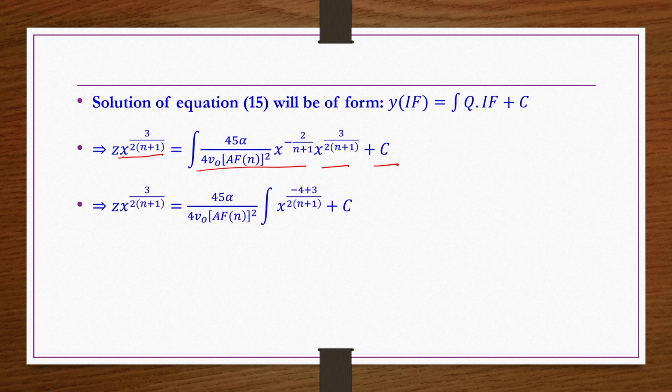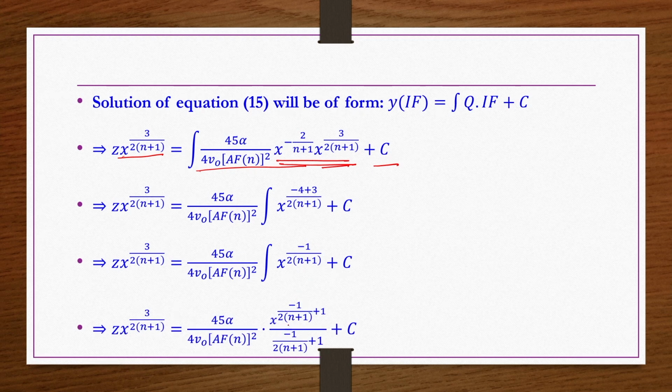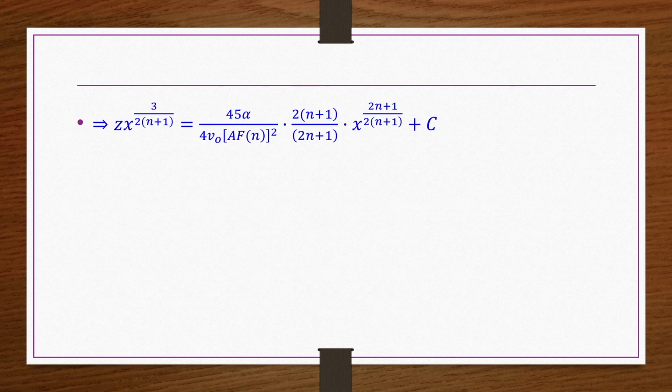So, now these two x terms we are combining so that we can do the integration, and the remaining terms we are keeping as they are. So, here we get x power minus 1 by 2 n plus 1, and then when you do the integration of this one, x power minus 1 by 2 n plus 1 plus 1 divided by minus 1 by 2 n plus 1 plus 1, right. So, next step, this is what we have, and the constant c is as it is.